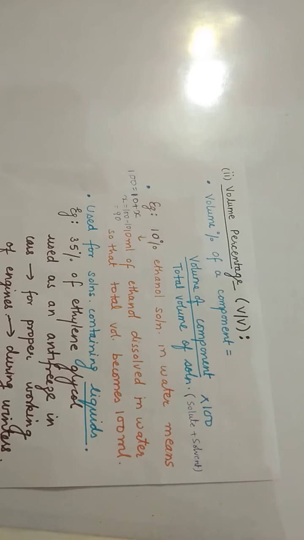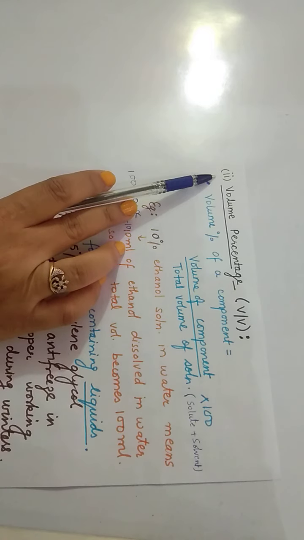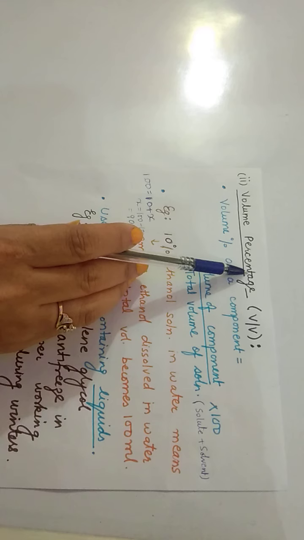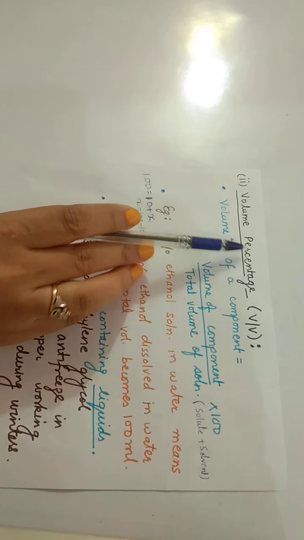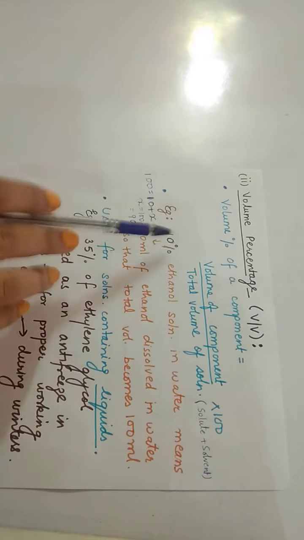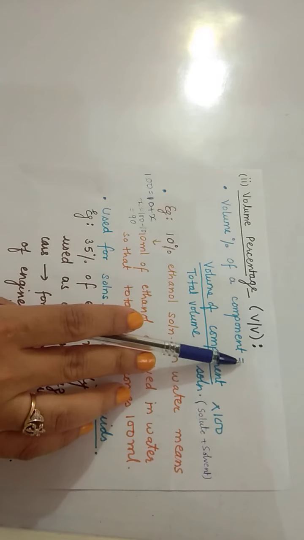As we were doing the second chapter, Solutions, of class 12 chemistry, we're doing the topic expressing the concentration in solutions. We have covered mass percentage first, and the second one is volume percentage. Volume percentage is taken in those cases where the solute and the solvent both are liquids.